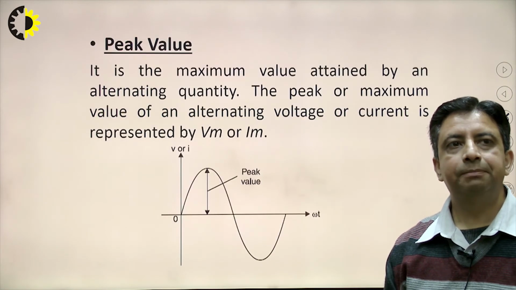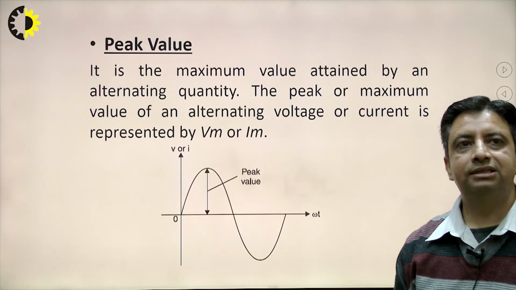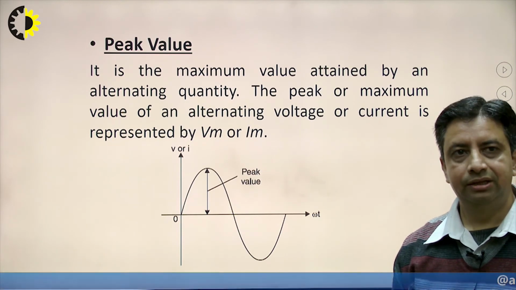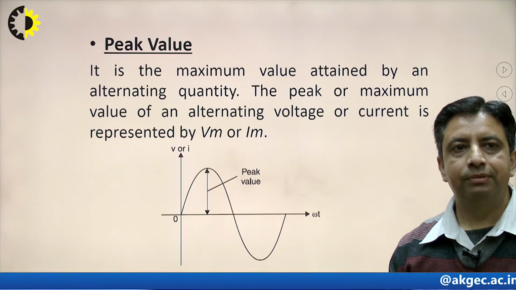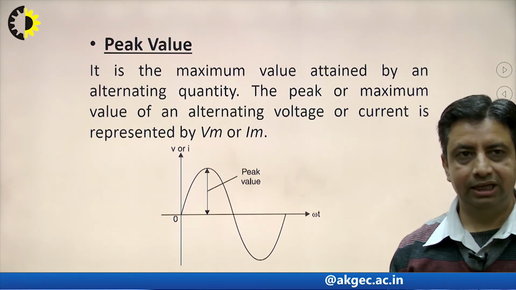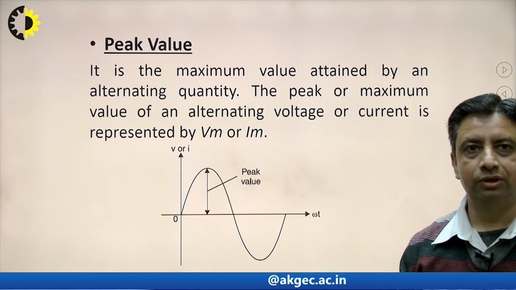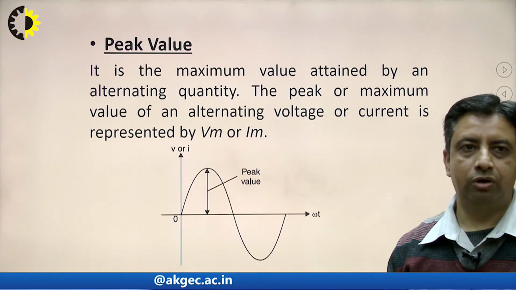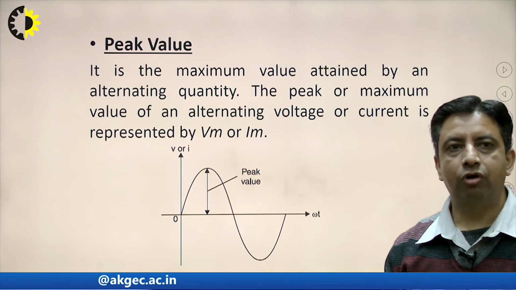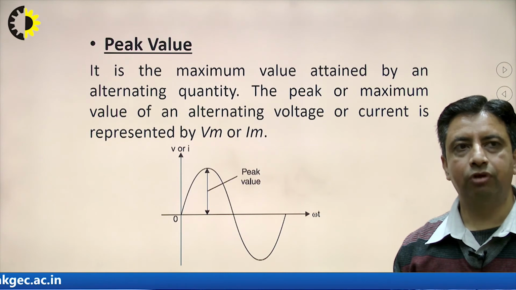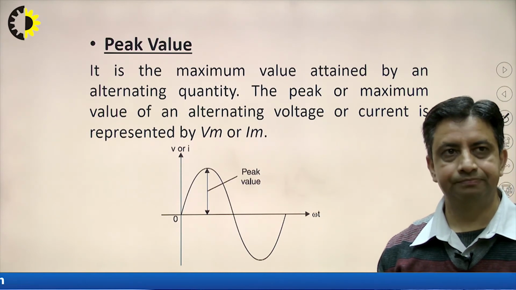Starting with the peak value. It is the maximum value attained by an alternating quantity. As you can see in the waveform, the maximum value attained by this alternating quantity is called the peak value. It is generally represented by Vm for voltage or Im for current. Now, this peak value is generally used only for testing purposes.